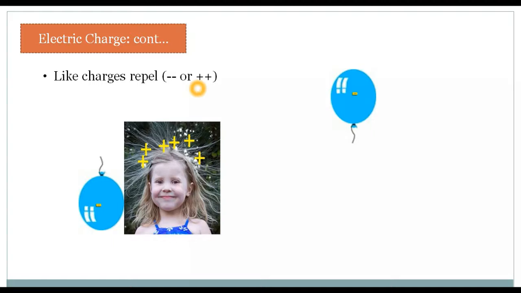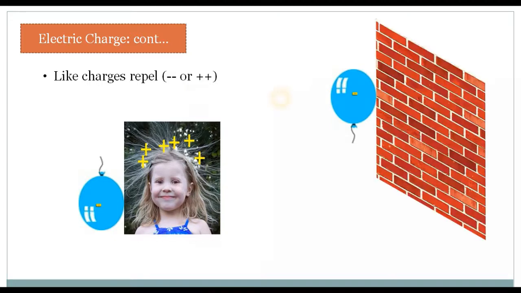So similar charges, as both the balloons have similar negative charge, they will always repel each other. Now do the same experiment with a wall. Bring one of the balloons near the wall. What happens? The balloon will stick to the wall. Why? Because the wall in this case is not negatively charged. The wall as a whole is neutral. The wall is not charged.